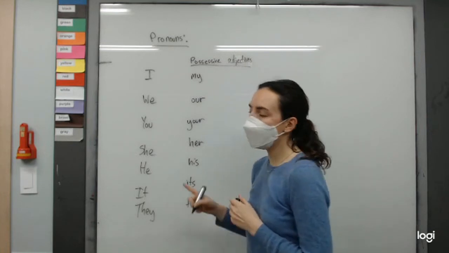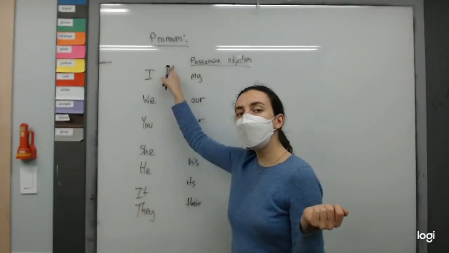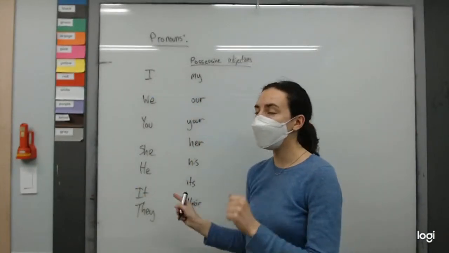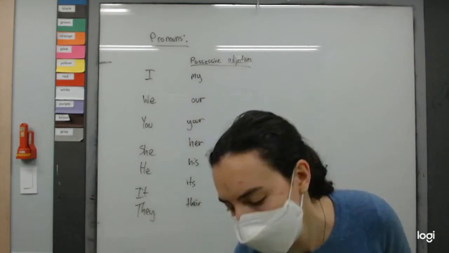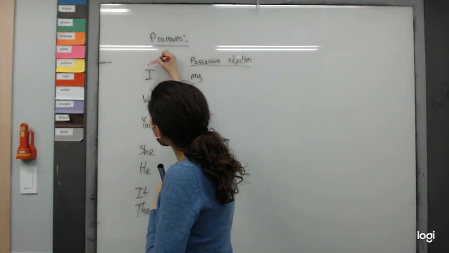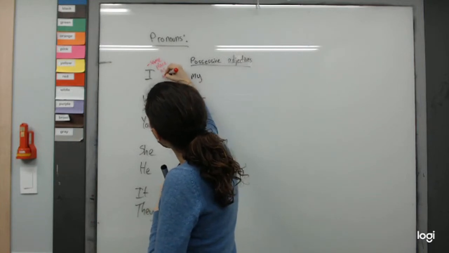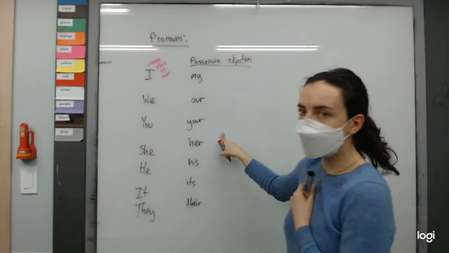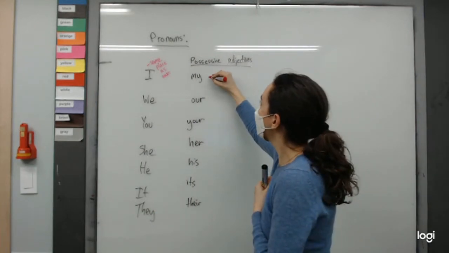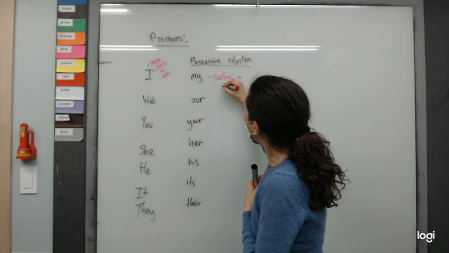Okay, so when we are writing, we know we need to use a pronoun in the same place we use a noun. So I will write this in red. Pronoun: we use it in the same place as a noun. A possessive adjective: we use it before a noun. Okay?